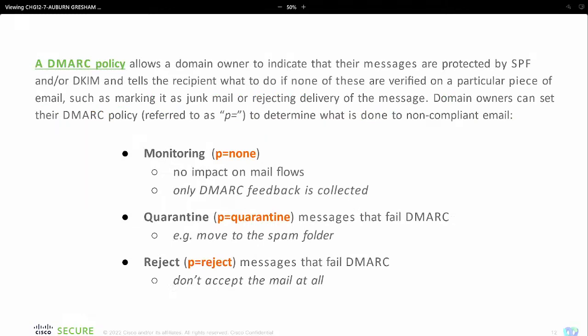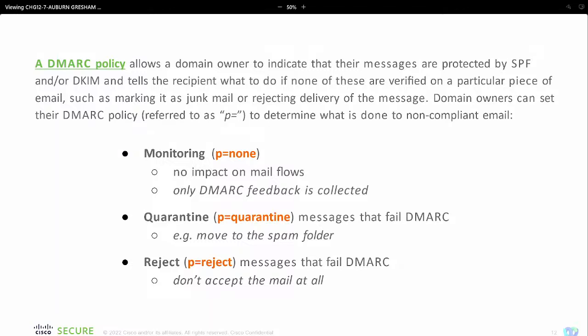As I said on DMARC policy, we have the following options: monitoring equals no impact on the mail flow. But the advantage of setting a valid DMARC record and setting it to P equals none is that you will start to get messages. And that's going to be the starting point for any journey when you're creating a DMARC policy. A lot of companies have no idea who is sending mail on their behalf, depending on the structure of your organization, right?